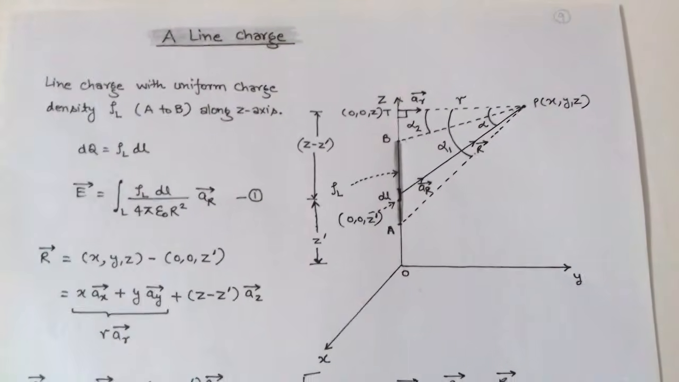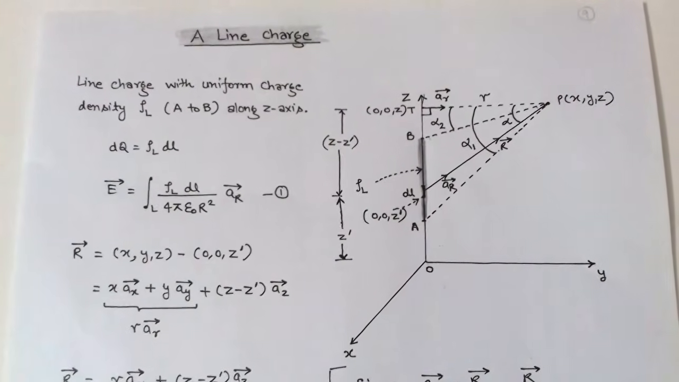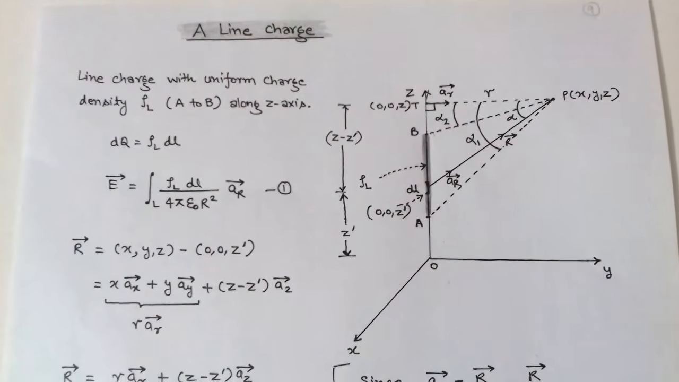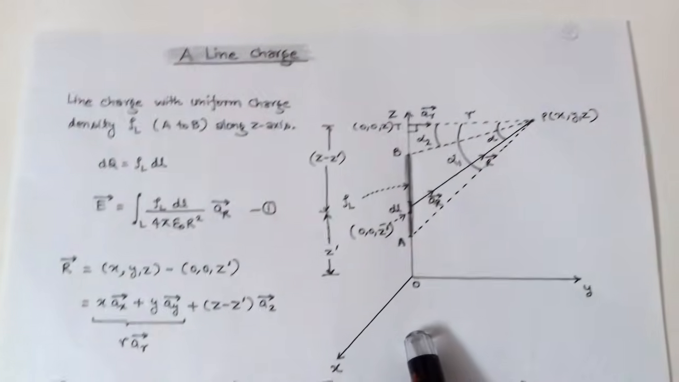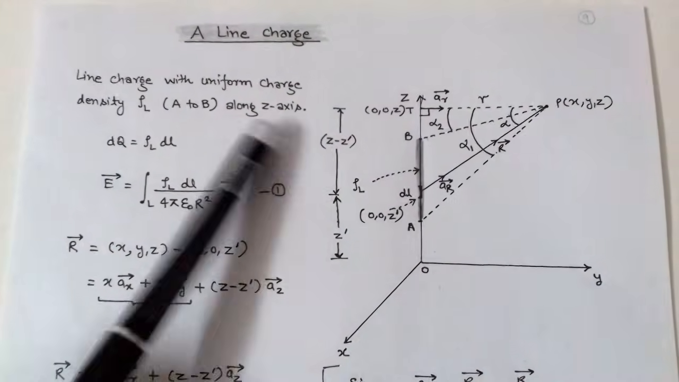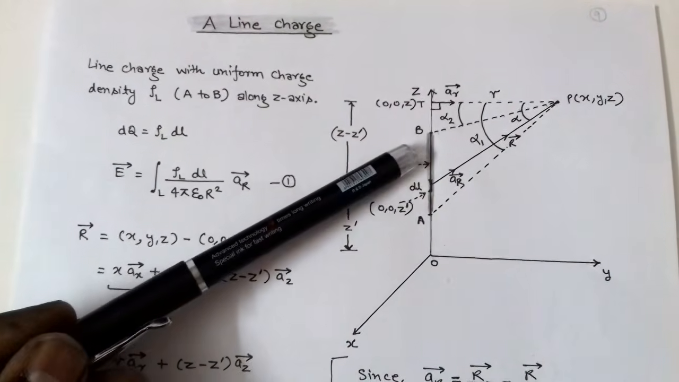A line charge. Now we take a three-dimensional space, that is xyz axis. A line charge with uniform charge density rho L is along z-axis.